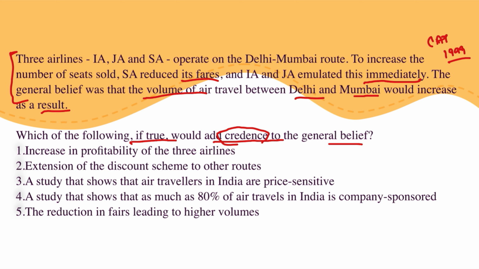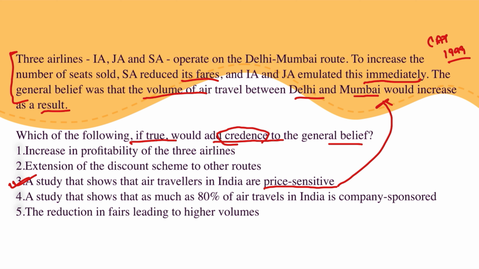this one, a study shows that air travelers of India are price conscious or price sensitive. In this case, this directly links to the information which is provided, isn't it? It supports the general belief that they decide whether to travel or not based on the price that they are expected to pay. So they are price sensitive. This one provides the reason as to why this particular thing might happen, why the volume of air travel will increase based on drop prices. So this one supports it, hence it strengthens it.